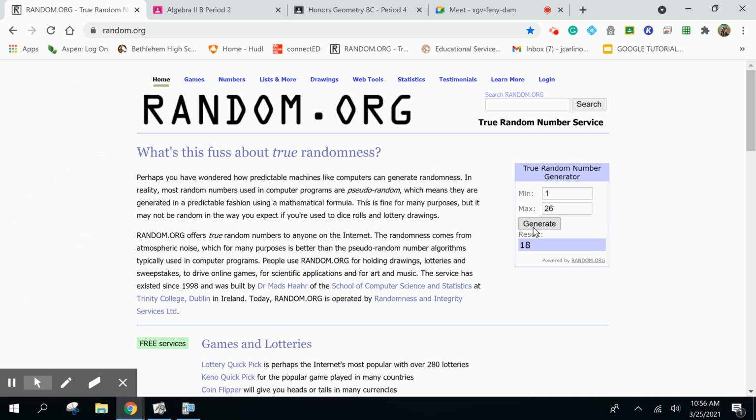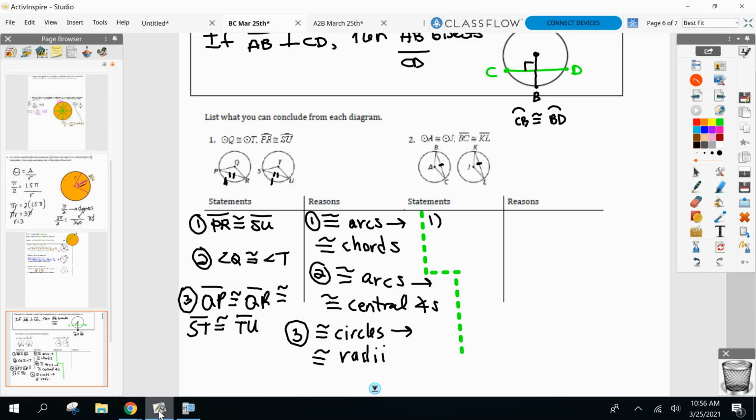Give me one thing you found was true based on those givens. Arc BC is congruent to arc KL. Good job. Arc BC is congruent to arc KL. This is actually the reverse of what we talked about in number 1. Now you want to say congruent chords. Start off your reason by saying congruent chords because that's what was given. Congruent chords imply congruent arcs.